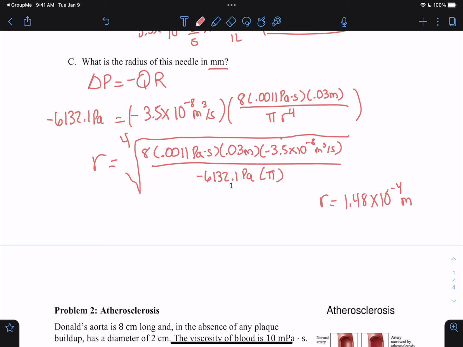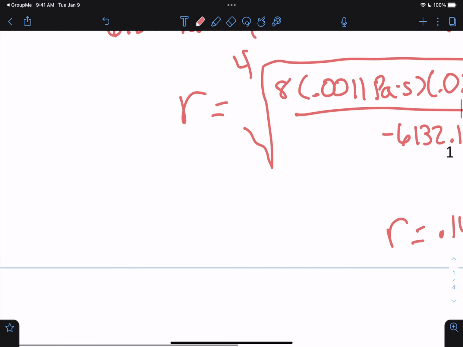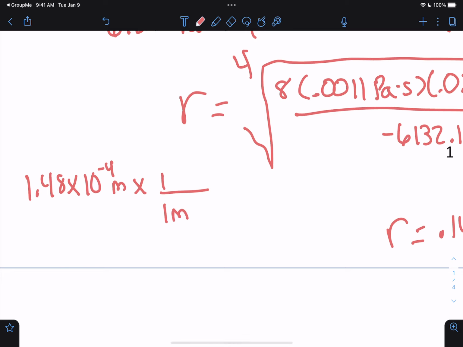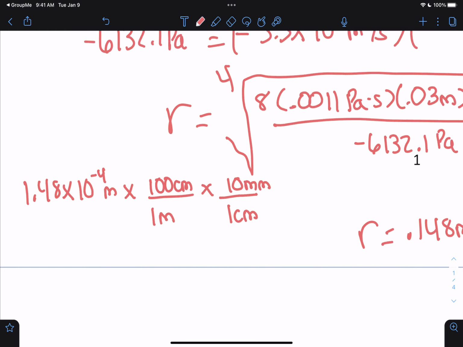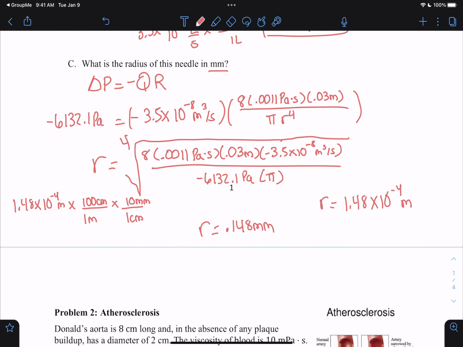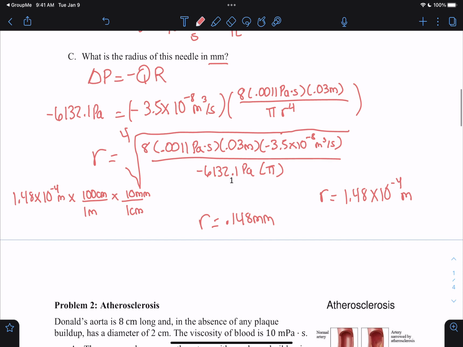So if we convert that to millimeters, we should get a radius of 0.148 millimeters, and we can do that just by doing, let's say 1.48 times 10 to the negative 4 meters, right? In 1 meter, it's 100 centimeters. In 1 centimeter, it's 10 millimeters, right? So you can do that conversion as well to get the answer for your radius in millimeters.